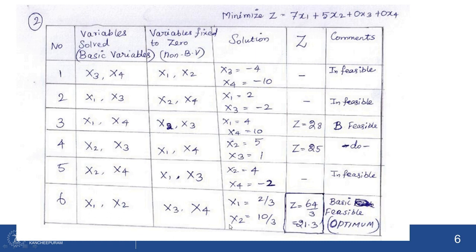The last solution, we have x1 equal to 2 by 3, x2 equal to 10 by 3, z equal to 64 by 3, that is 21.3 approximately, right? So among all the 6 steps, we have only 3 solutions, 28, 25 and 21.3. Our problem is to minimize z, so choose the lowest one. This is the optimal solution. So the corresponding x1 and x2 values are the optimum values: x1 equal to 2 by 3, x2 equal to 10 by 3, z equal to 64 by 3.